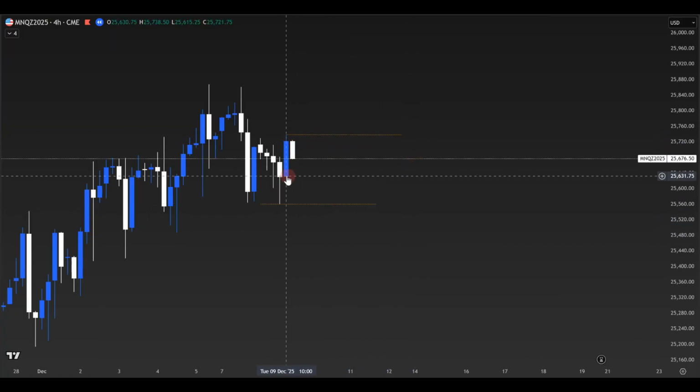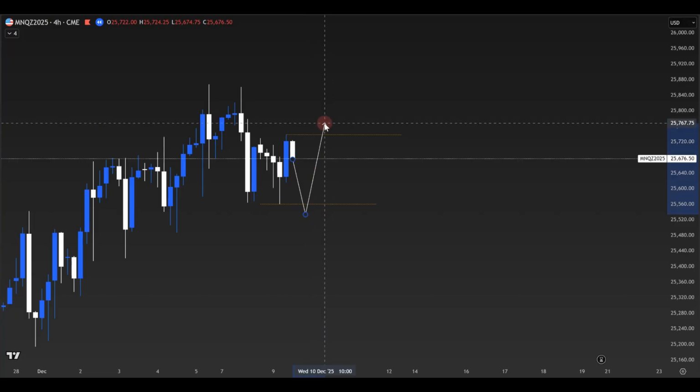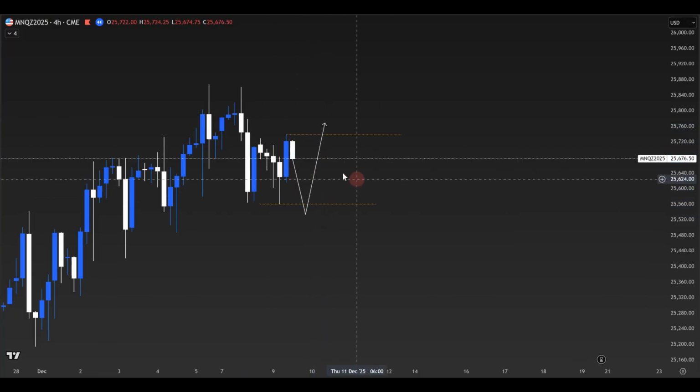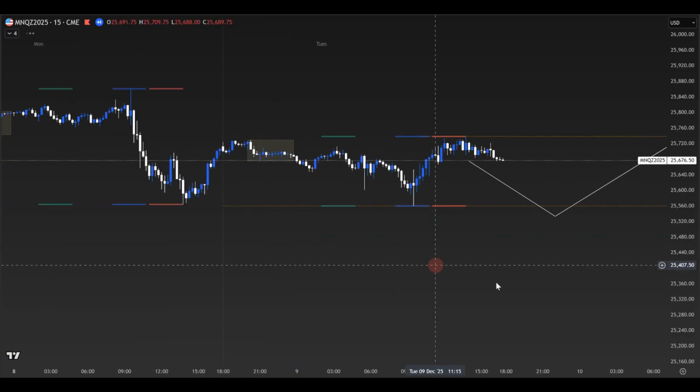Okay, so this is my framework for the setup. Essentially, I'm going to be looking for price to do something like this, right? Sweep out the low and then come up and take out that high. Okay, and that's the premise for the setup for the day, right? So now let's go down to the 15-minute chart here.